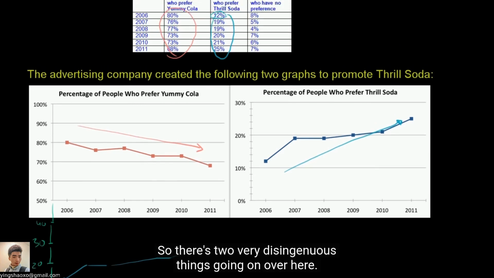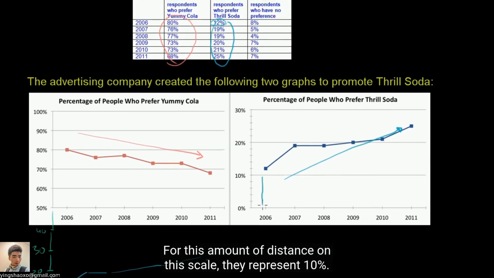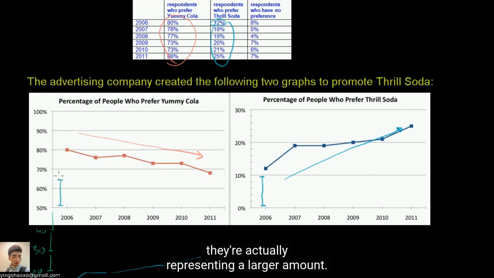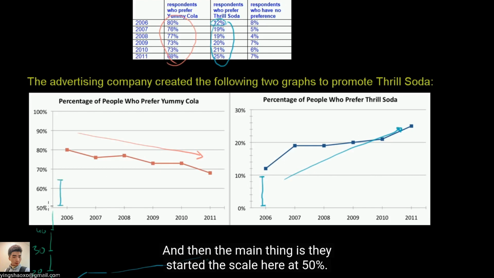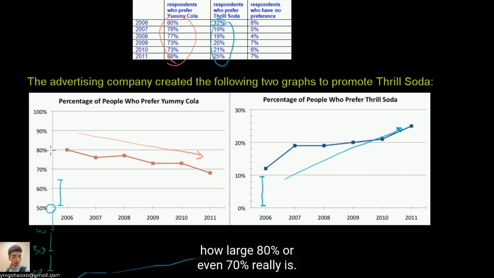So there are 2 very disingenuous things going on here. One is the actual scale: for this amount of distance on this scale, they represent 10%. And over here, that same amount, they're actually representing a larger amount, 15 or 16. And then the main thing is they started the scale here, so they're not showing how large 80% or even 70% really is. And over here, they start at 0 and they just have a larger scale. It looks like out of the gate, there's a comparable amount of Thrill.